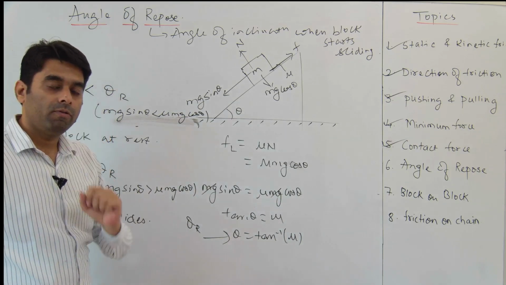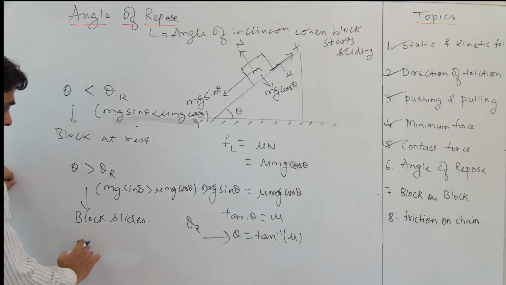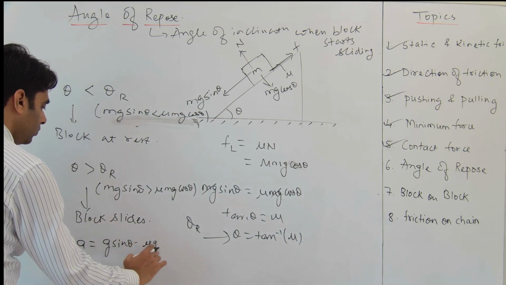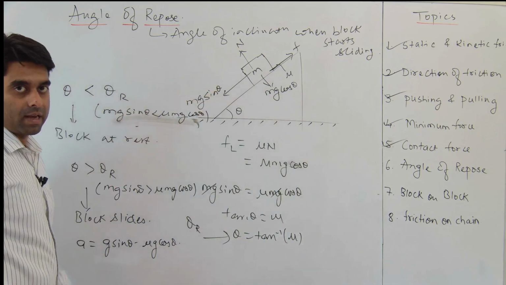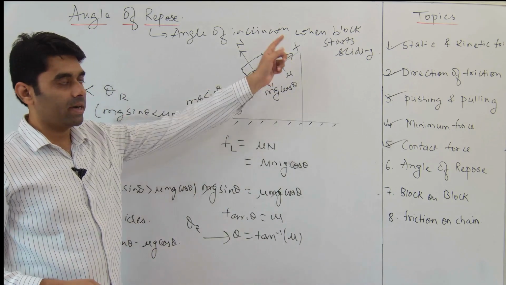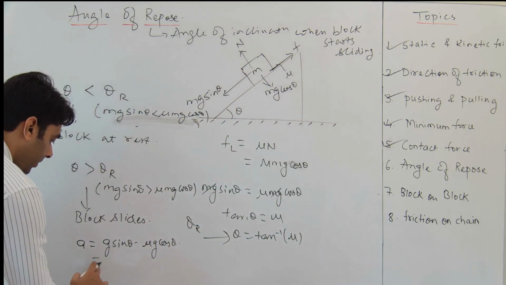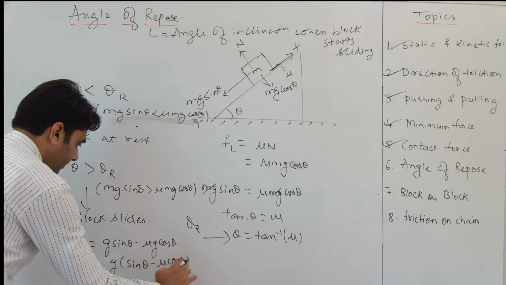And when the block is sliding, how much will be the acceleration? Acceleration will be g sin theta minus mu g cos theta. How did we get it? Net force by mass. Net force downward will be mg sin theta minus mu mg cos theta. So from that we get acceleration. This can further be written as g of sin theta minus mu cos theta, right?